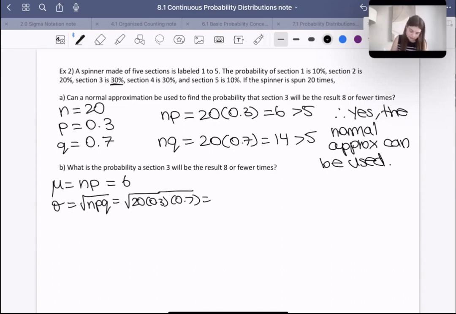That's going to be 4.2. And so if we square root 4.2, we get about 2.049. So I'm just going to round to 2.05 there. Awesome. Okay, and we would like to know what will happen if we get 8 or fewer times. So in this case, because we're working with discrete data rather than continuous data, we're actually going to go up a half. Oh, and actually that's something I should have done previously.